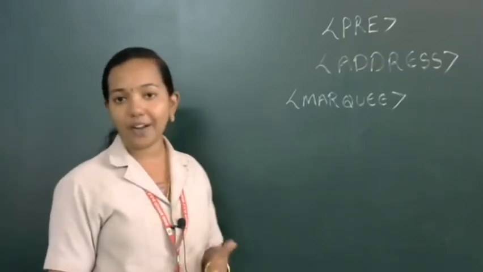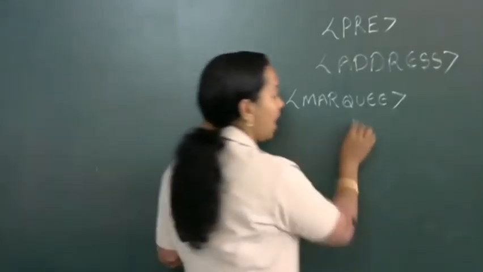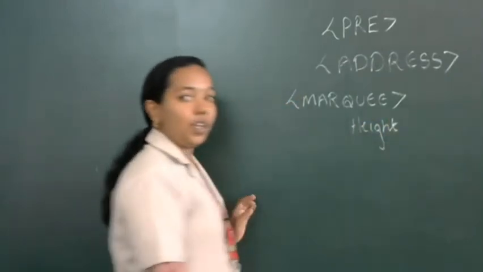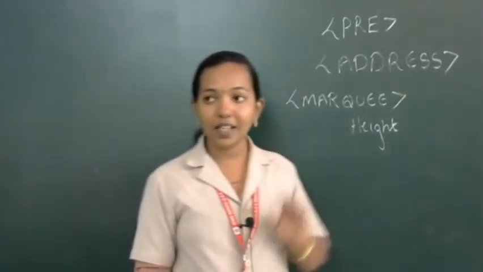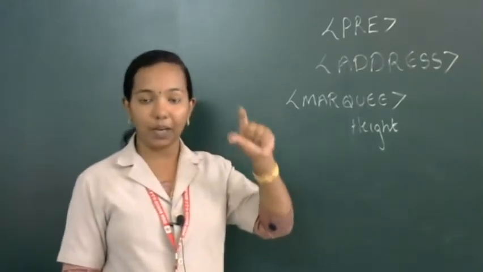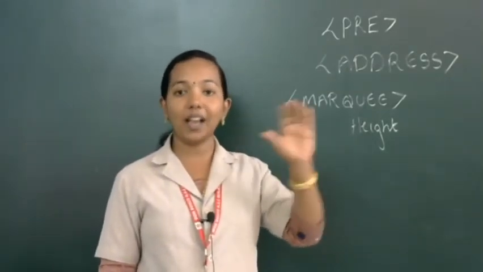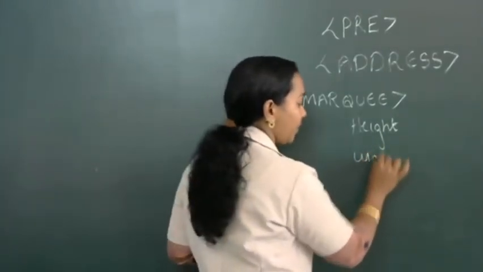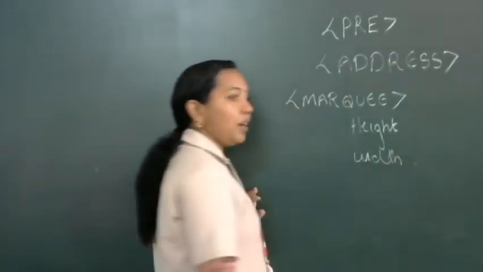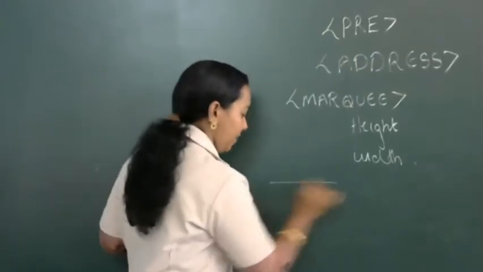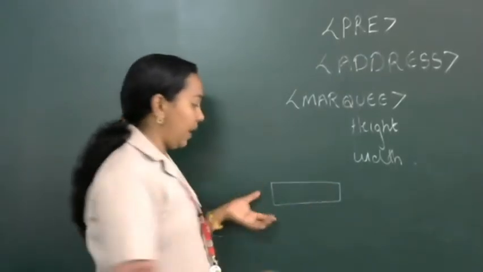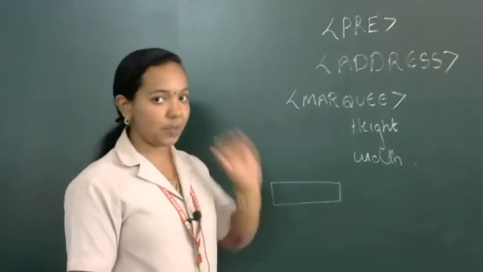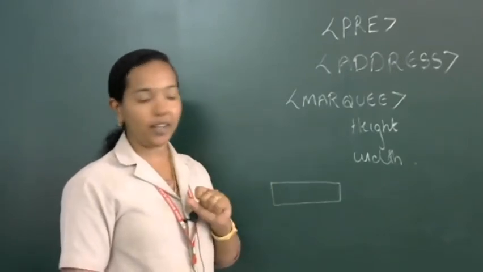There are different attributes present. The first attribute is height of the marquee. Height means how much height is required for the text. After that, width of the marquee. That means, if it is a row-wise format, the width for the marquee. Not for the text, it specifies the space required in the web page.